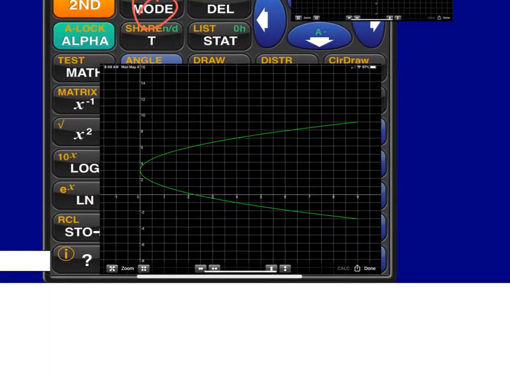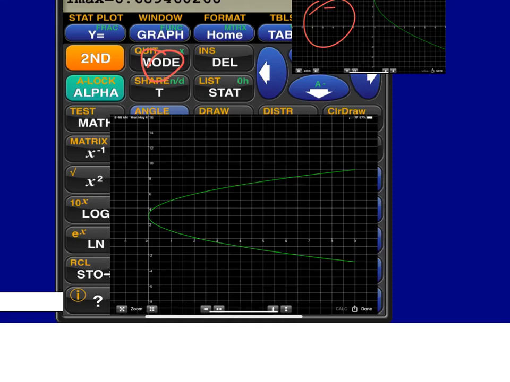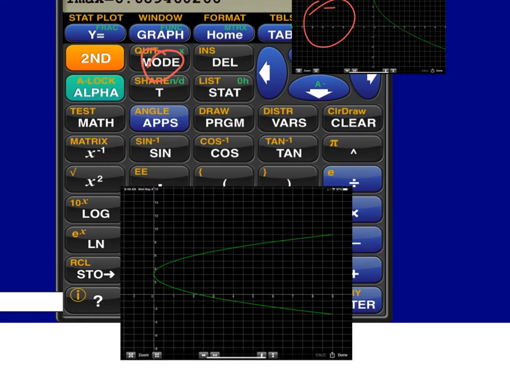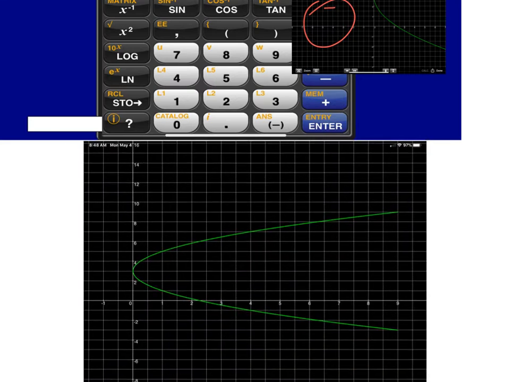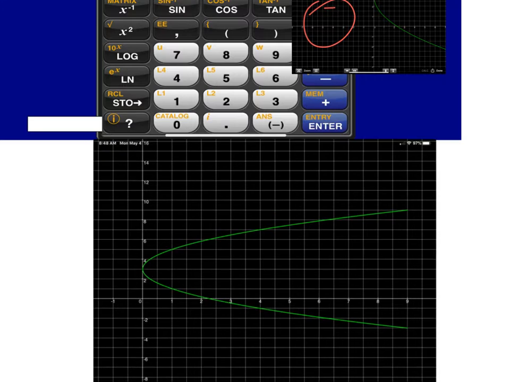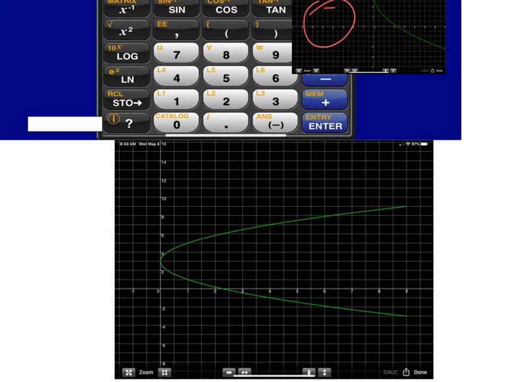But I cleaned it up here and made it look a little more, went all the way to negative 9, went all the way to 9, went down to negative 9, and starting at 0. Actually, I went negative 3 or 4 or something like that to 9.